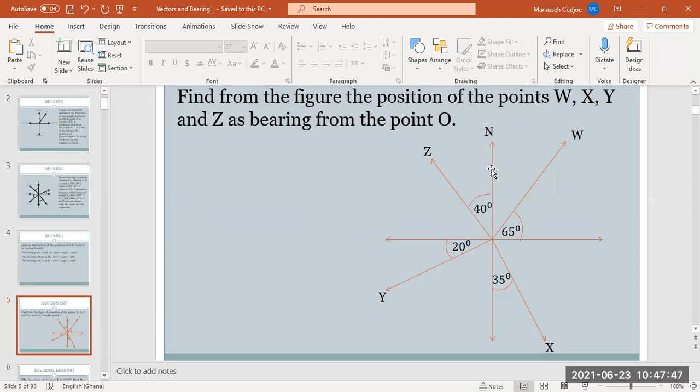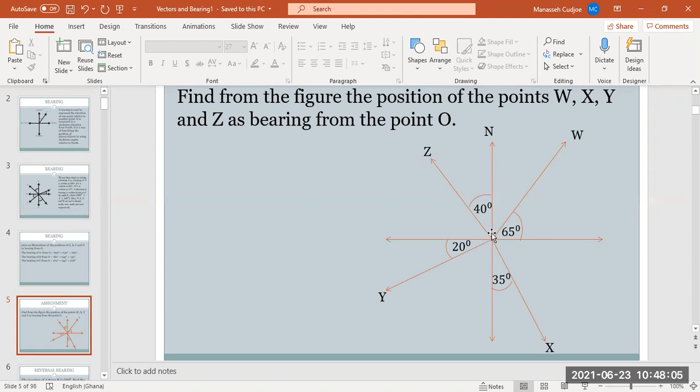So you have to face north, move 90 plus this angle. So take note of this angle. Then if the entire quadrant is 90 degrees, you can find the remaining angle here. So 90 plus that should give us the bearing of X from O.